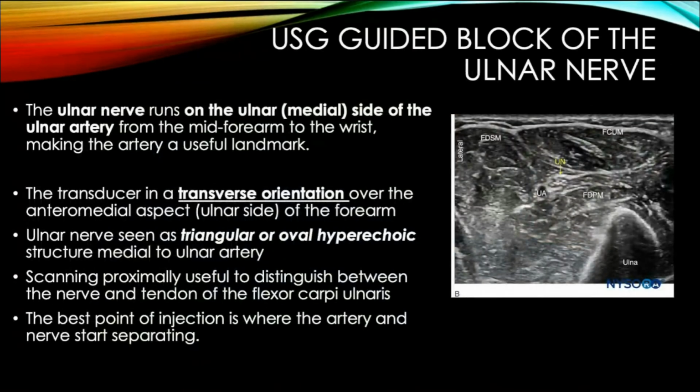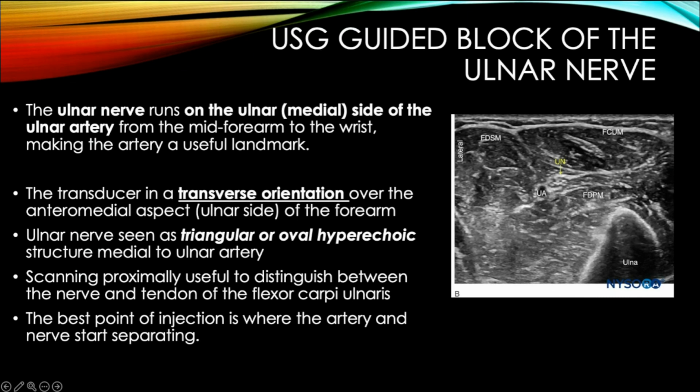Okay, so next we go to the ultrasound guided block of the ulnar nerve. The ulnar nerve runs on the medial side of the ulnar artery from the mid forearm to the wrist, making the artery a useful landmark to identify the ulnar nerve. We place the transducer in a transverse orientation over the anteromedial aspect of the ulnar side of the forearm. The ulnar nerve can be seen as a triangular or oval hyperechoic structure that is medial to the ulnar artery.